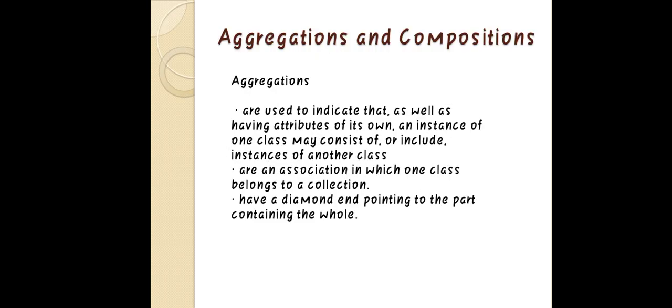Aggregation and composition. Aggregation is used to indicate that, as well as having attributes of its own, an instance of one class may consist of or include instances of another class, or an association in which one class belongs to a collection. It has a diamond pointing to the part, containing the whole. Composition implies coincident lifetime. A coincident lifetime means that when the whole end of the association is created or deleted, the part components are created or deleted.